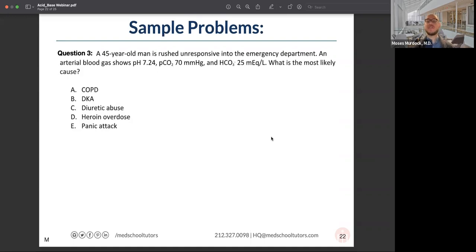So now we find ourselves in a little bit of a tricky spot because we have two answers that can lead to a respiratory acidosis. How do we pick between them? And someone in the chat is already getting the right answer here. Let's look at the bicarb. What do you expect the bicarb to do in a respiratory acidosis?